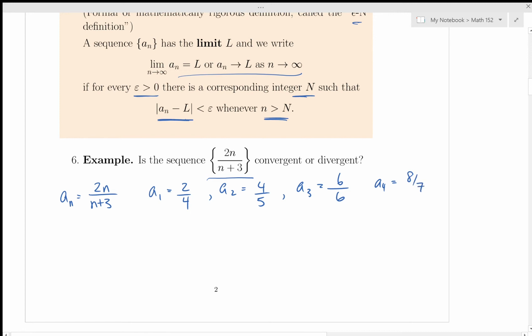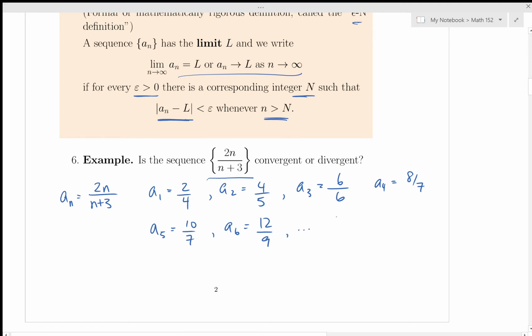Let me think if I've done this right. A1, I'm putting in 1 for n. I get 2 over 2... yep, 4. A2, 4 over 5. A3, 6 over 6. A4, 8 over 7. A5, just do a few more. A5, I would put in 5. I would get 10 over 7. And A6, I would put in 6. I would get 12 over, let's see, 6 plus 3 is 9, etc.